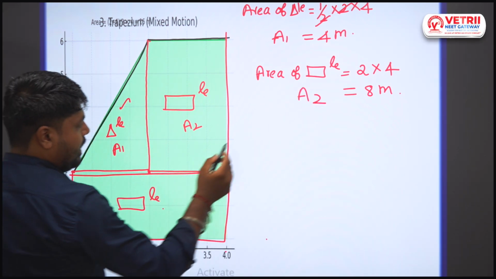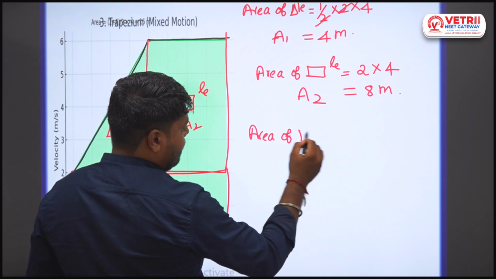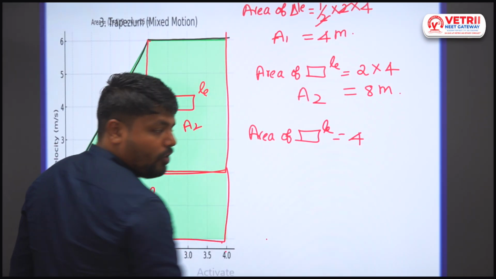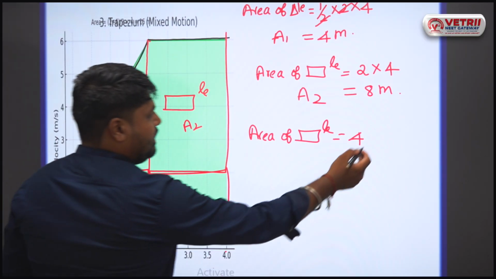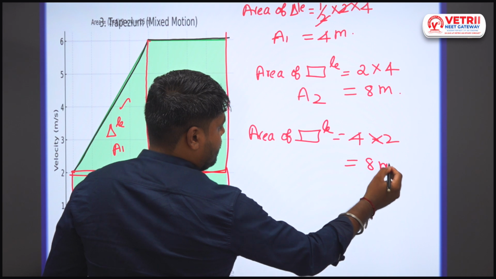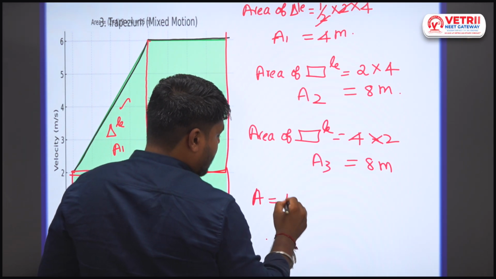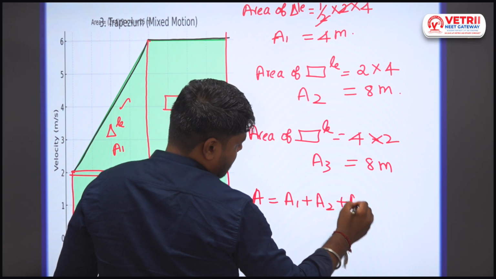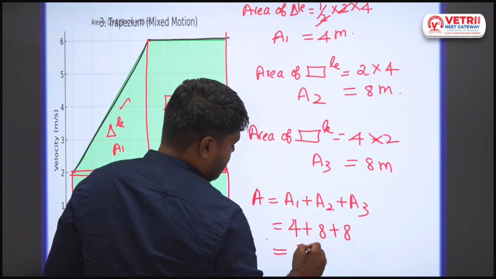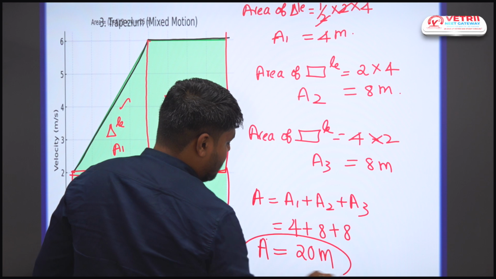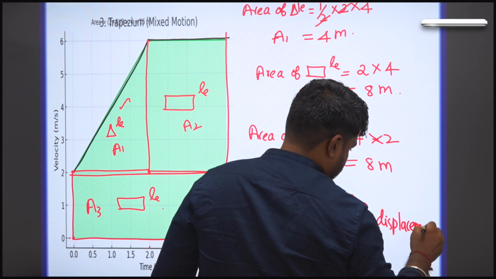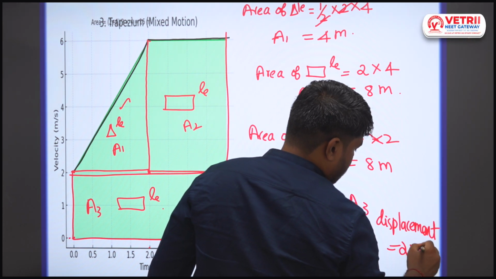What is area 3? Area 3 is also the area of a rectangle. See here, what is the length? 0 to 4, right? So 4 minus 0, 4. Into breadth, how much? Breadth is 0 to 2. 4 twos are again 8 meter. This is area 3. What is the total area? A1 plus A2 plus A3, which gives you 4 plus 8 plus 8, equal to 20 meter. Area under the VT graph gives you the displacement. So displacement is equal to 20 meter.